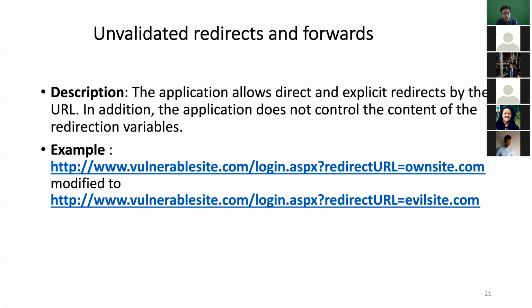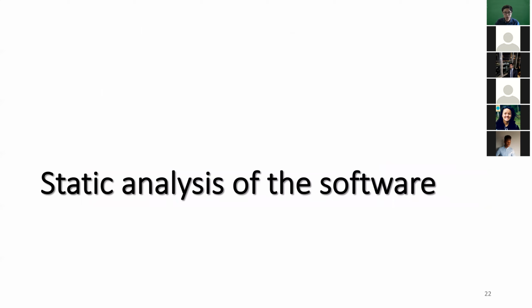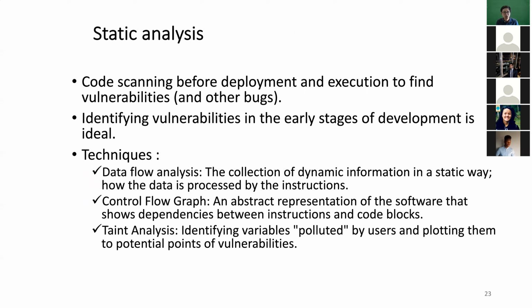So how can we find these vulnerabilities? Basically, we use static analysis. We use static analysis to scan the code to find whether patterns, for example this pattern, happen, right? So the next topic is static analysis of software, okay? Static analysis is code scanning before deployment and execution to find vulnerabilities. It can also find other bugs, but the most important is to find vulnerabilities or weaknesses.